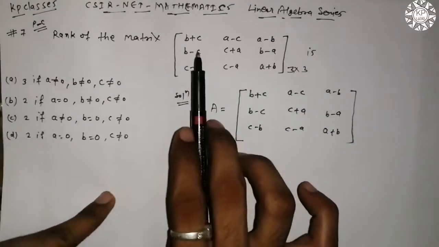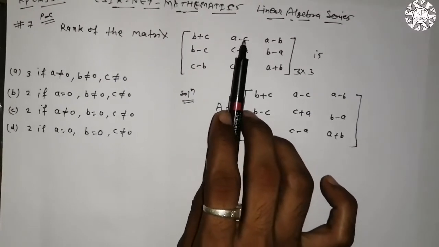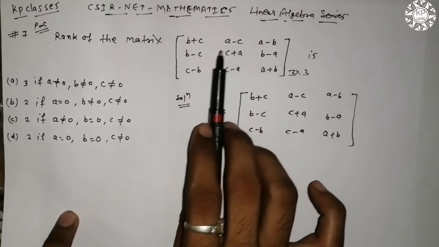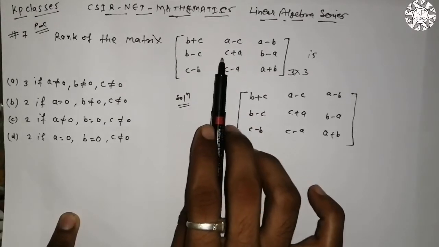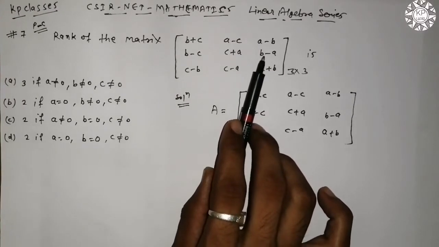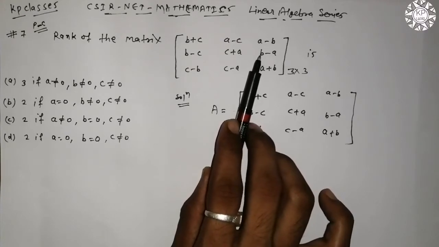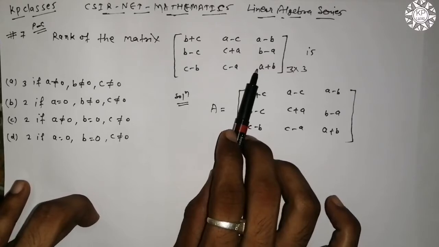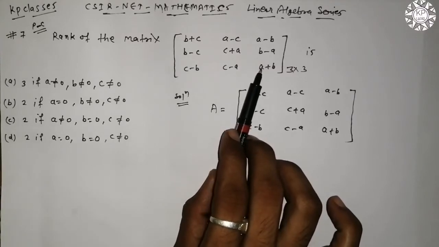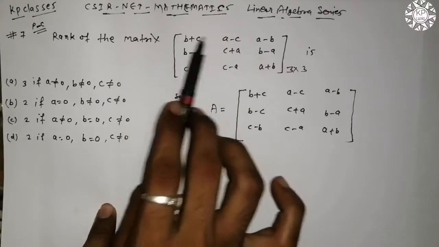Entries of the first row are b plus c, a minus c, a minus b. Entries in the second row are b minus c, c plus a, b minus a. Entries in the third row are c minus b, c minus a, and a plus b. Then find the rank of this matrix.